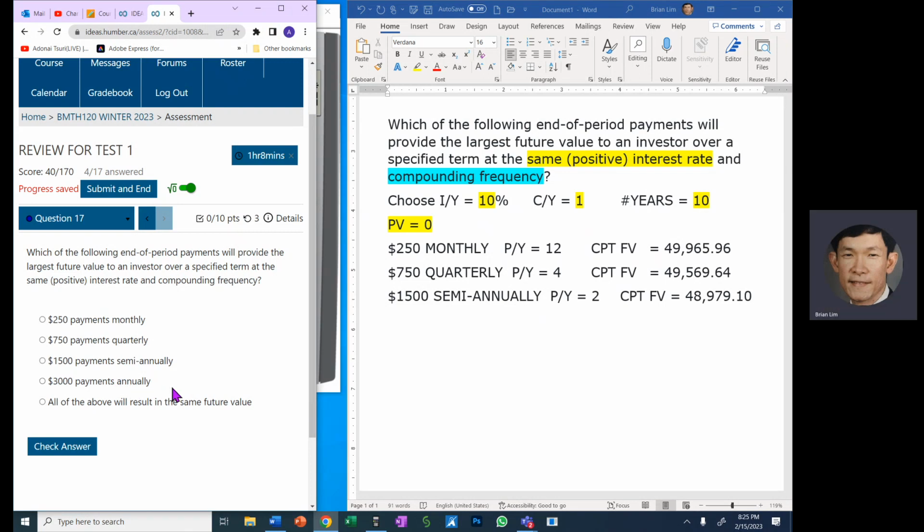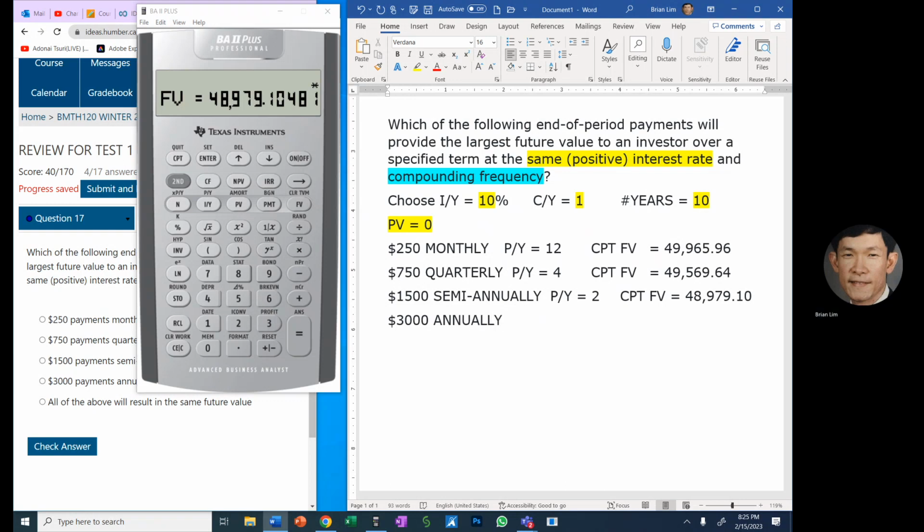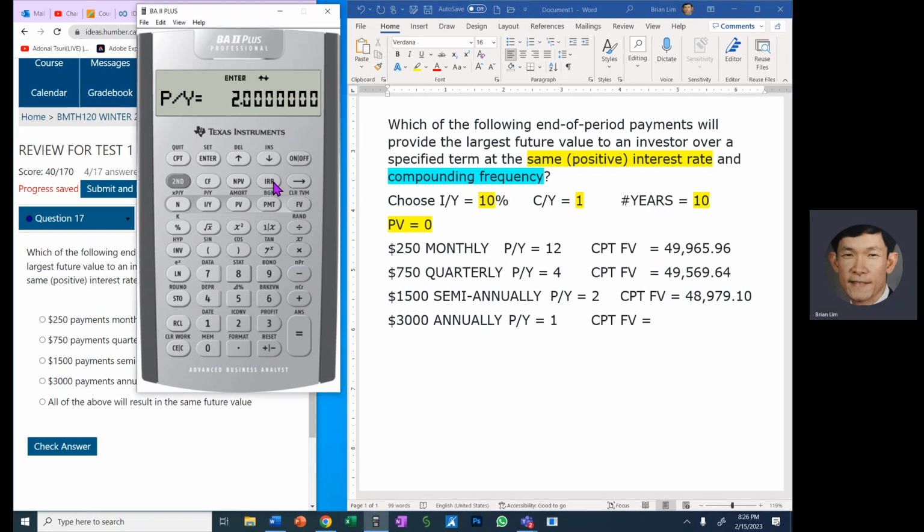Okay, now next one. $3,000 payment annually. So that means that P/Y is equal to 1, and then we compute the future value, and that is equal to some number. So now let's go in second I/Y, so P/Y is 1. Enter, and C/Y will also be 1, which was agreed upon originally at the very beginning. So P/Y is 1, C/Y is 1, and we come out of there.